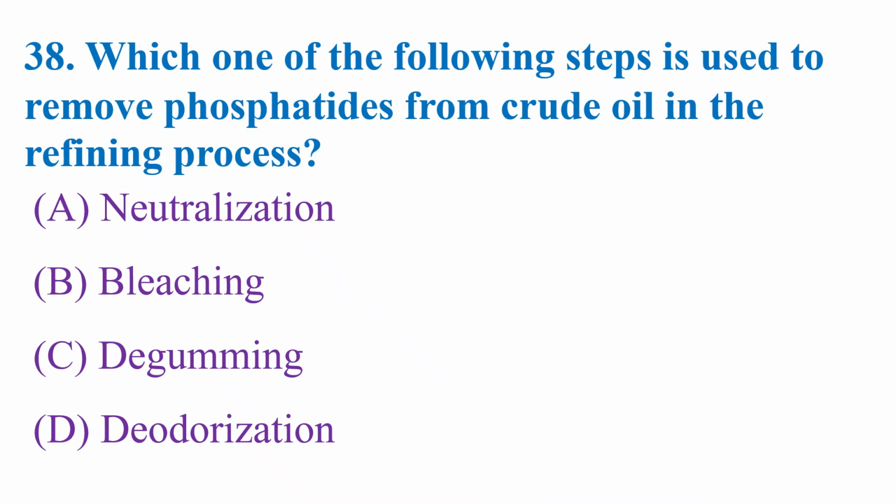Which of the following steps is used to remove phosphatides from crude oil in the refining process? Now phosphatides means gum in the crude oil. So the refining step, specifically, means to remove the gums. Removal of gum, that process is known as degumming.